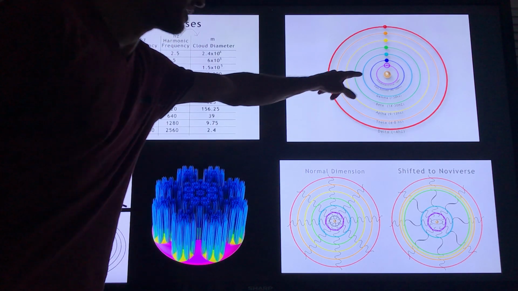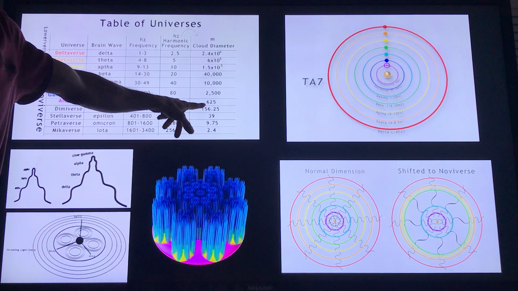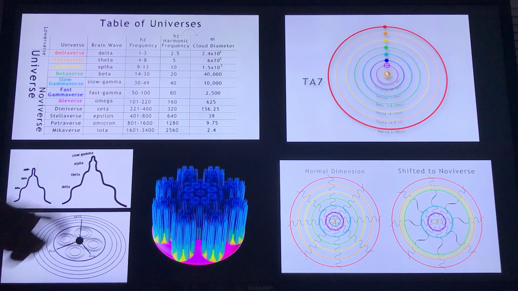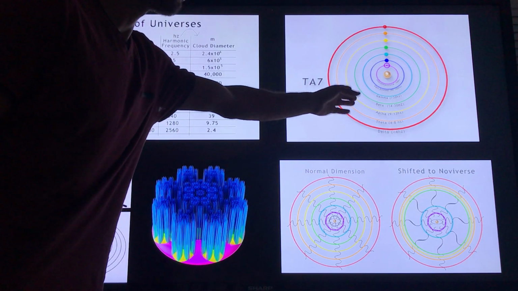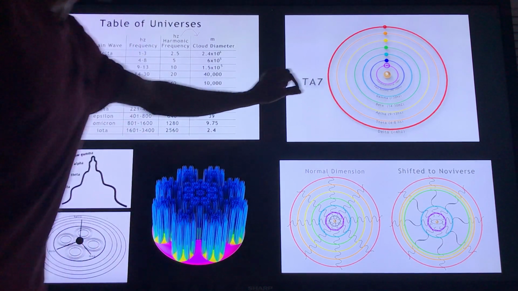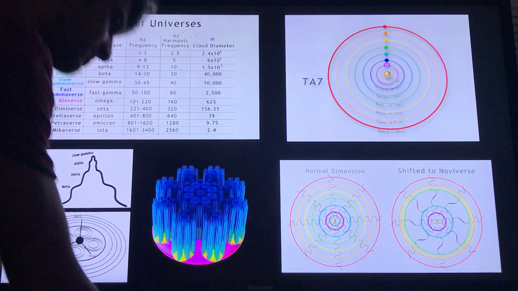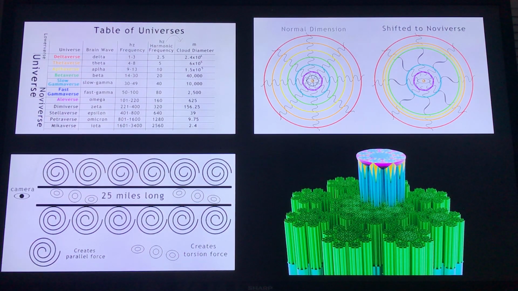Because here you can see interdimensional, that's too close. The Aliverse, that's at a diameter of 625. The beta waking state is at 40,000 meters. So you would need to stretch that interdimensional ring to match up with your beta ring, right? So that's how you would create an interdimensional telescope. And if you wanted to look into the Noviverse, you would need to essentially create a 25-mile long tunnel.